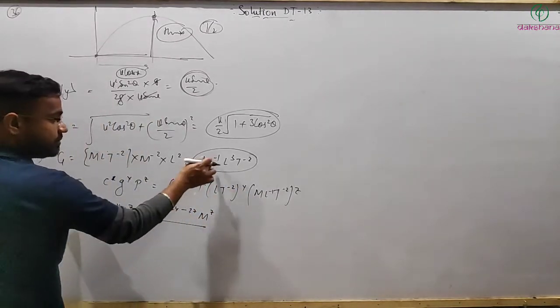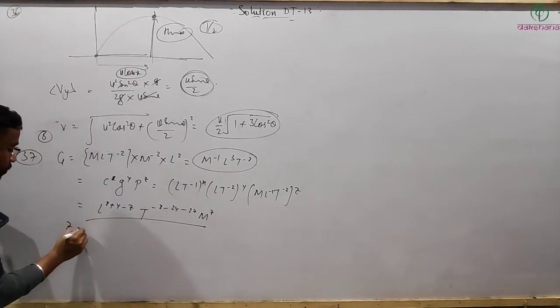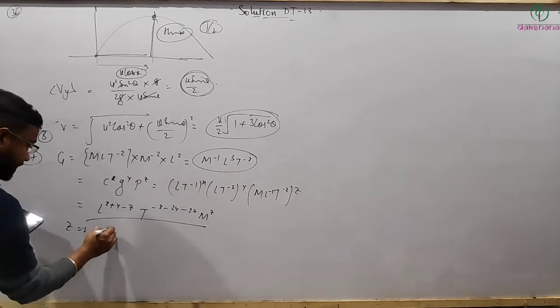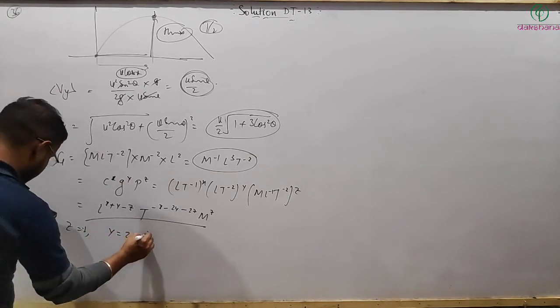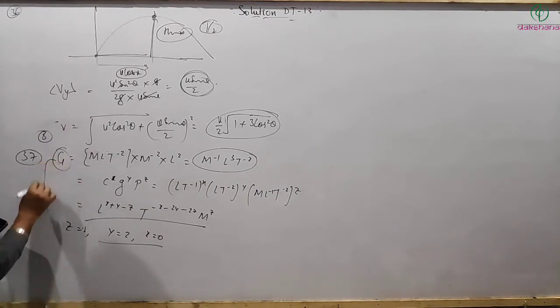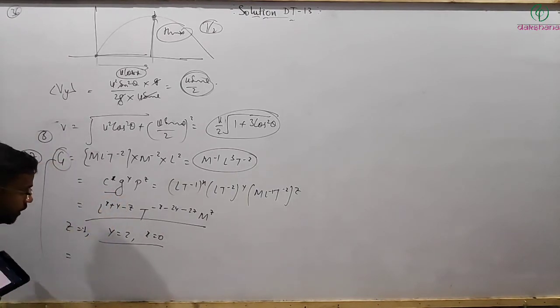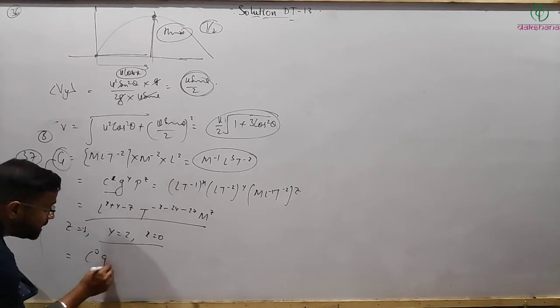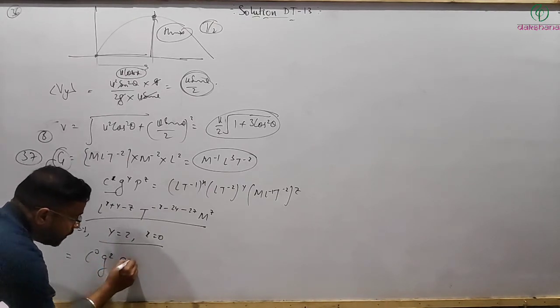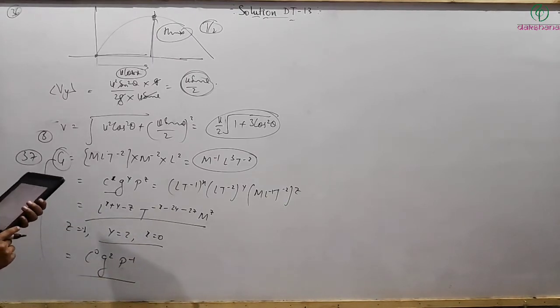Comparing these coefficients with these coefficients, we are getting z equal to minus 1, and similarly simplifying for others, we are getting y equal to 2 and x equal to 0. This implies the dimensional formula for G in terms of these fundamental quantities will be, so x is equal to 0, so c power 0, y equal to 2, and z means p power minus 1, and that's matching with option number 2. This is the answer to question number 37.